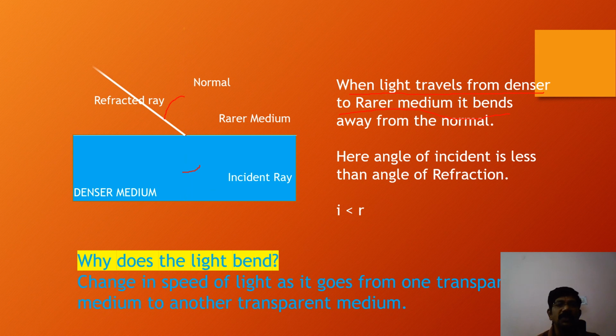The boundary which separates the two media is known as the interface. Here the interface is indicated with a white line. Observe this animation carefully. This is the interface. Next, this is the incident ray. Next, this is the refracted ray. And this yellow dotted line shows the normal. If you observe this animation carefully, here the refracted ray moves away from the normal. Why? Because the speed of the light ray increases as it enters into the rarer medium from the denser medium. Are you clear?